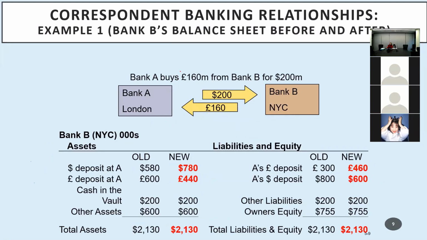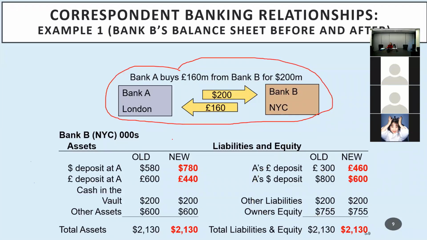So we have exactly the same transaction as before. But in this case, we are looking at the other bank, right? So we're looking at Bank B.